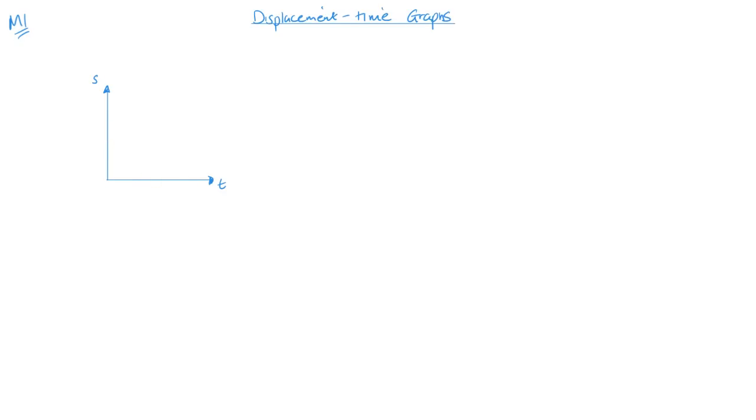And there's effectively a couple of different ways in which you're going to see graphs. So if I have a graph, for example, that is, and I'll draw this in a black line, a horizontal straight line, that means the displacement isn't changing, but time is changing. Time's increasing, displacement isn't increasing or decreasing. So there's no change in the displacement, so the object is stationary.